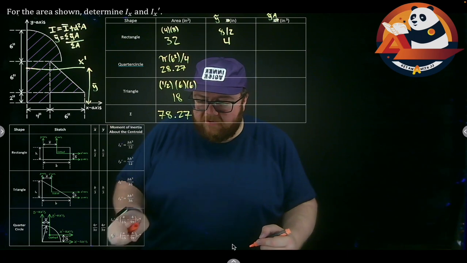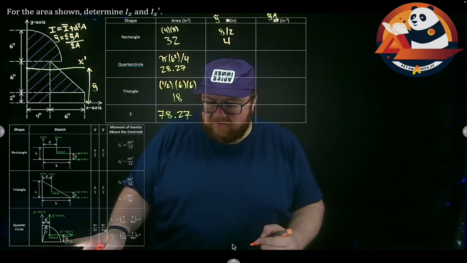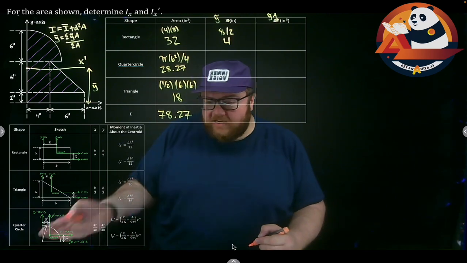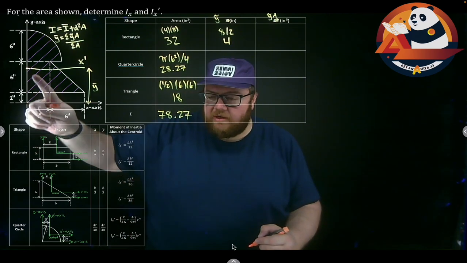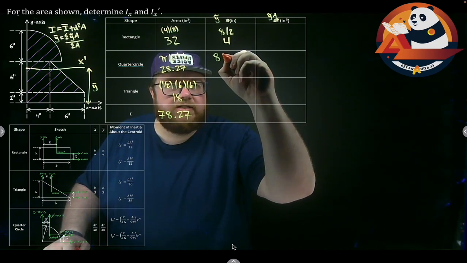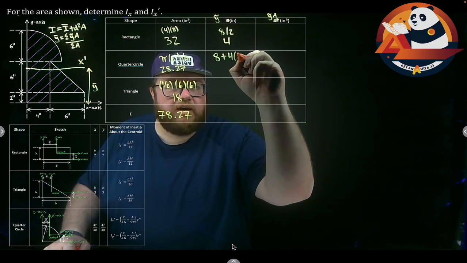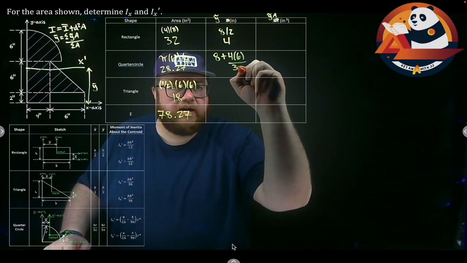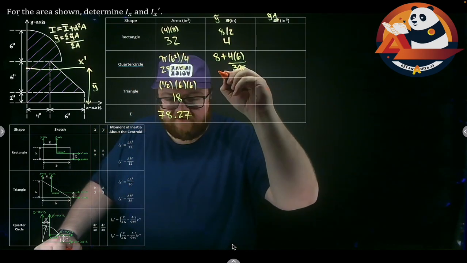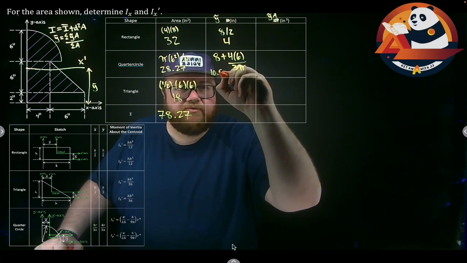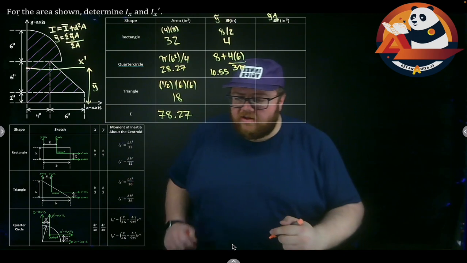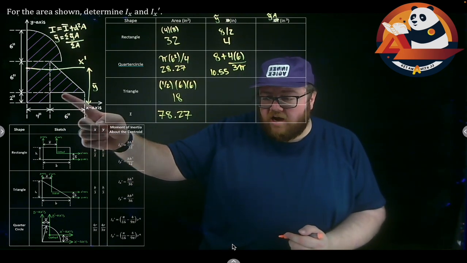My centroid formula for a quarter circle measures from the flat side up in the y direction, 4r over 3 pi. So I need to get to the flat side. So go up 2 plus 6, 8. And then an additional 4 times the radius of 6 over 3 pi, which is 10.55.